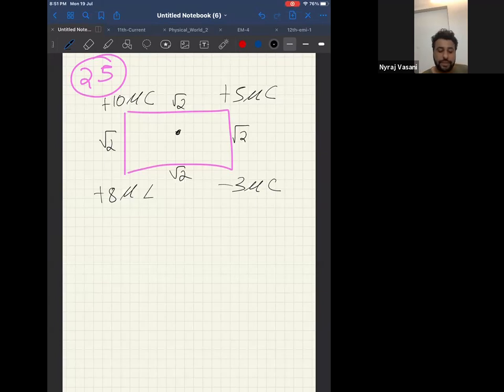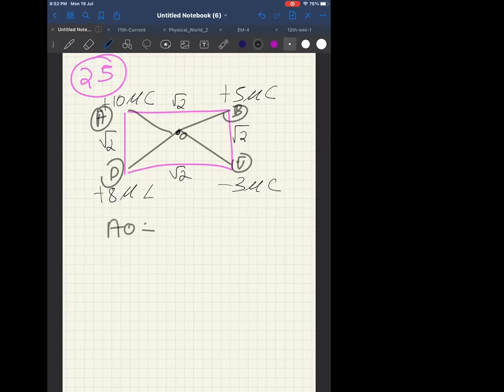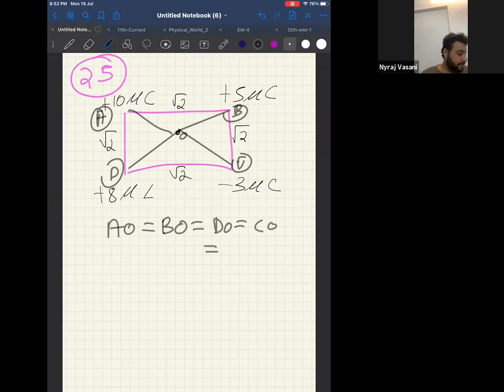Now tell me if this is A, if this is B, if this is C, and if this is D, this is O. Now tell me the distance from each, from the center. What is the distance, like AO? Half of root 2. Can I say the distance will be 1? Just check. Root 2 by 2.